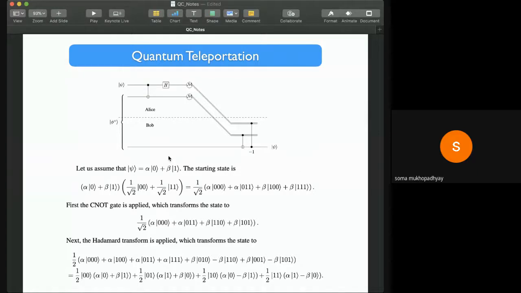Sir, it is regarding the entanglement. Again, I'm asking the question. What is the physical meaning? Can you just explain? Sorry, I have missed that part.